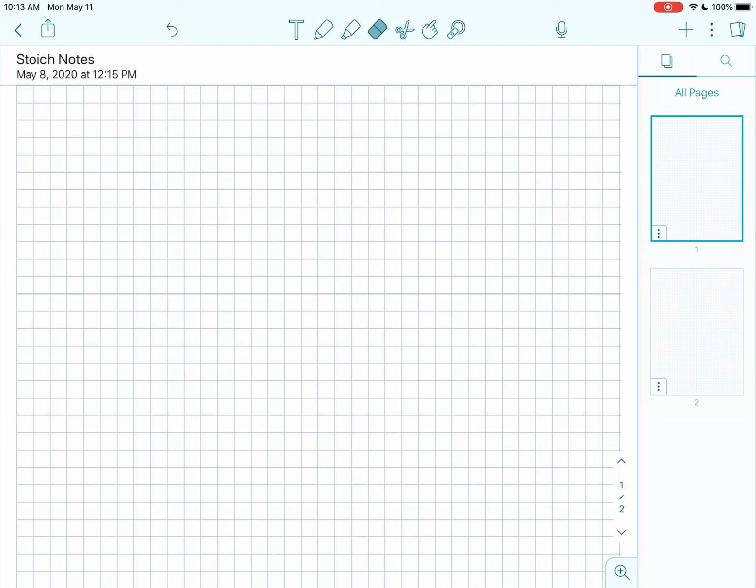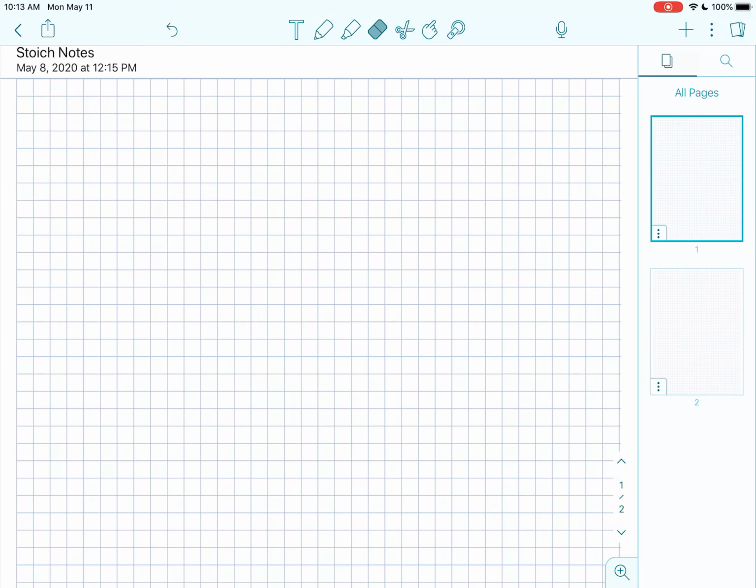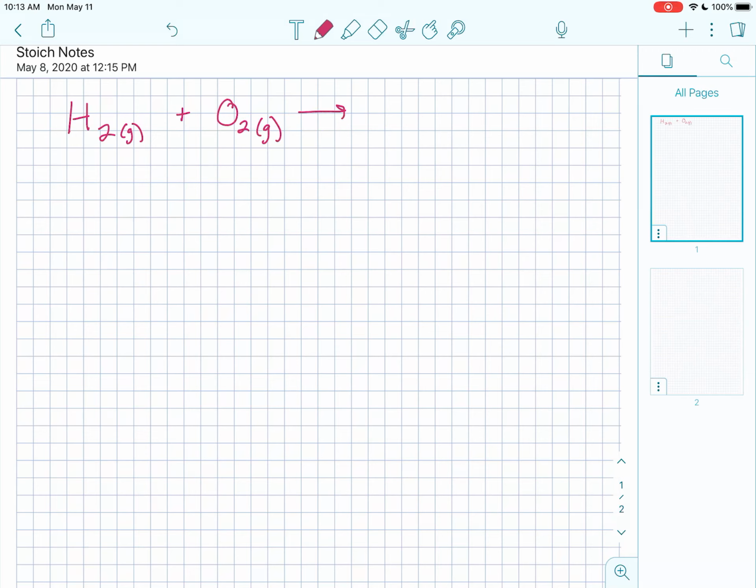Hi guys, these are our notes on stoichiometry. Fun times. So basically, when we start stoich, you're going to want to start with your equation. And so, as always, we're going to start with our good old friend, the water equation. So, we have H2 plus O2 yields H2O.